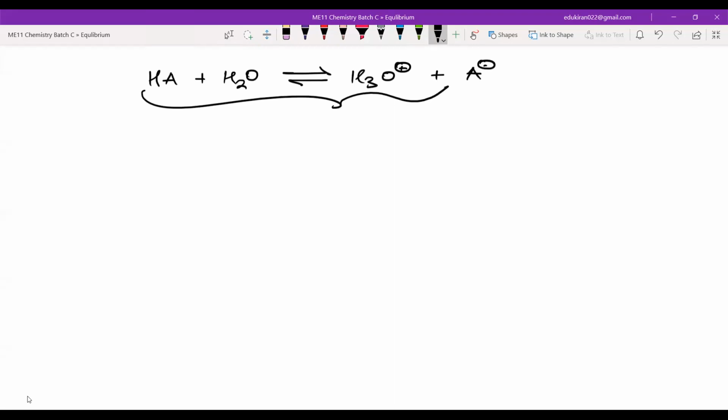Major thing that is happening in this equation is that HA is getting dissociated, right? HA is getting dissociated to H plus ions and A negative ions. Yes or no, guys? Yes. This is the only thing that is happening. So now we can see that we have only one reactant here.